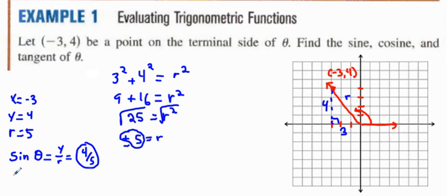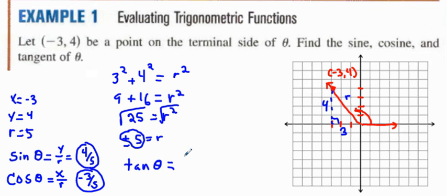Our cosine is x over r, so cosine of theta would be our x-coordinate over our r, which would be -3 over 5. And lastly, tangent of our angle theta is y over x. In this case, we have our y as 4 and our x as negative 3.